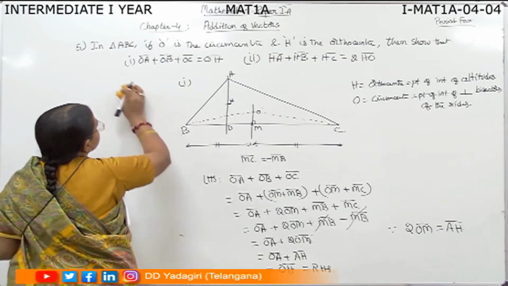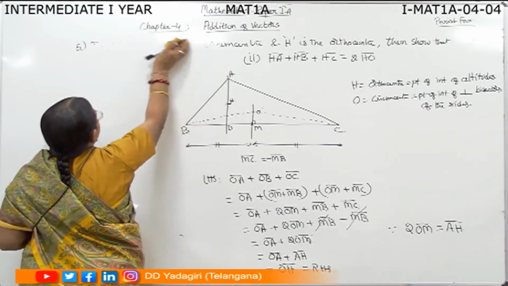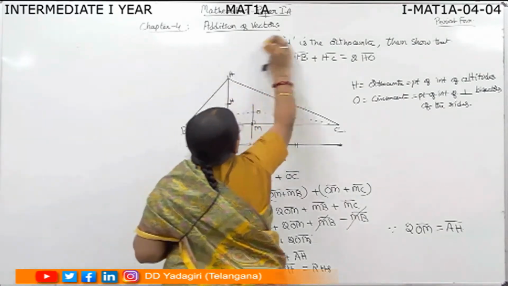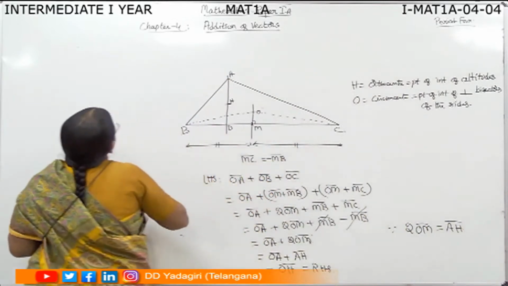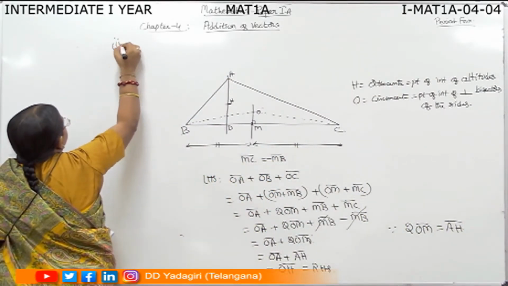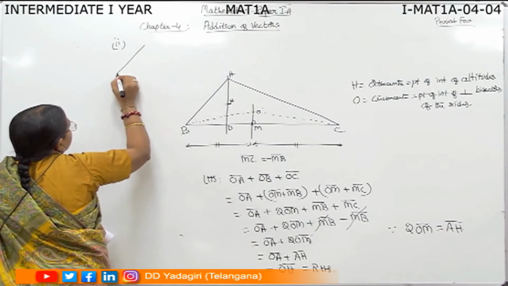Now we'll prove the second one, HA plus HB plus HC is equal to 2 times HO. For this we'll again draw the figure. That was for the first bit. Now we'll do the second one, so we'll again draw the figure.